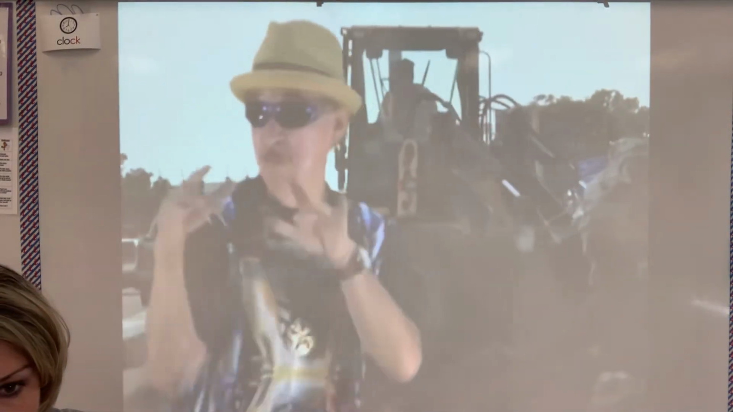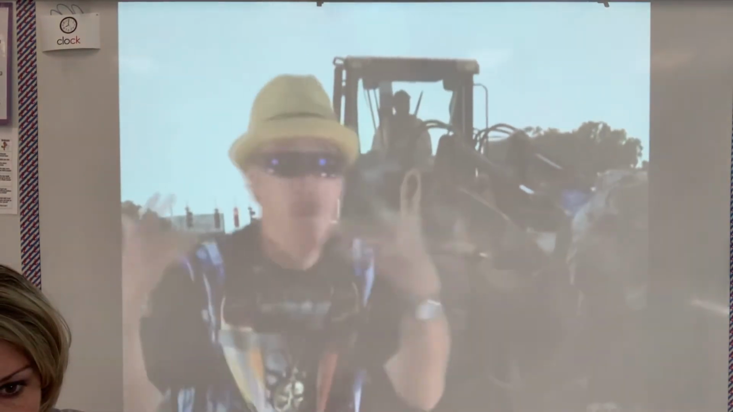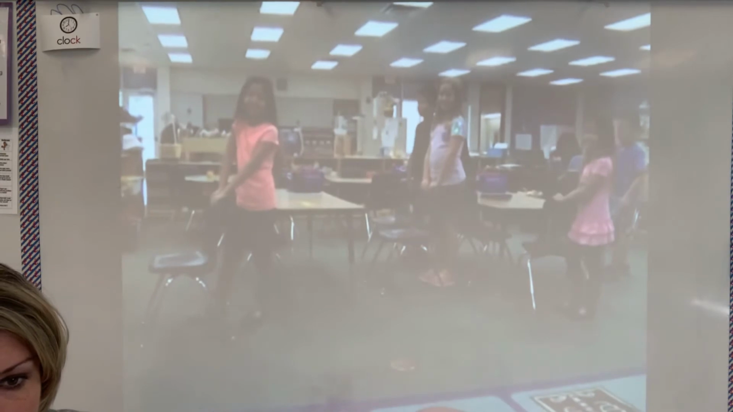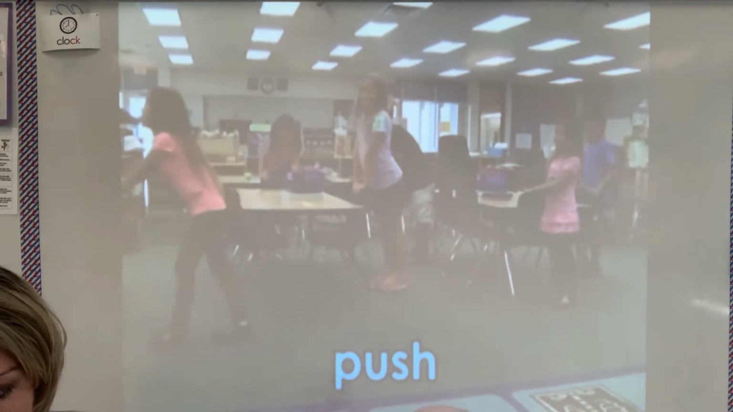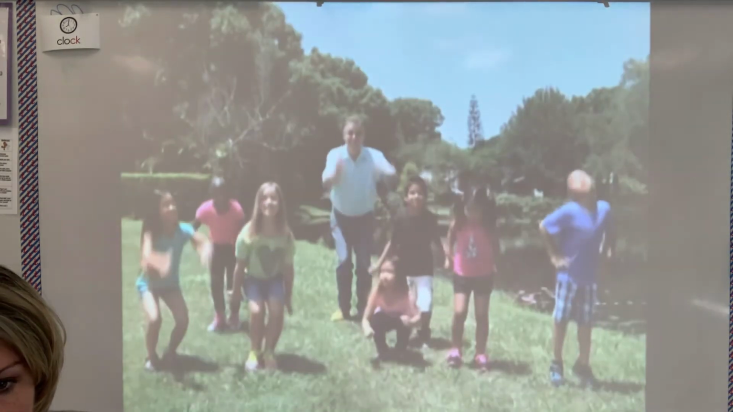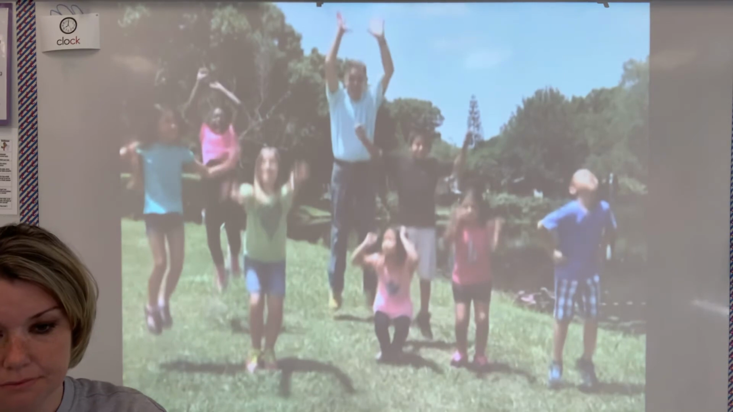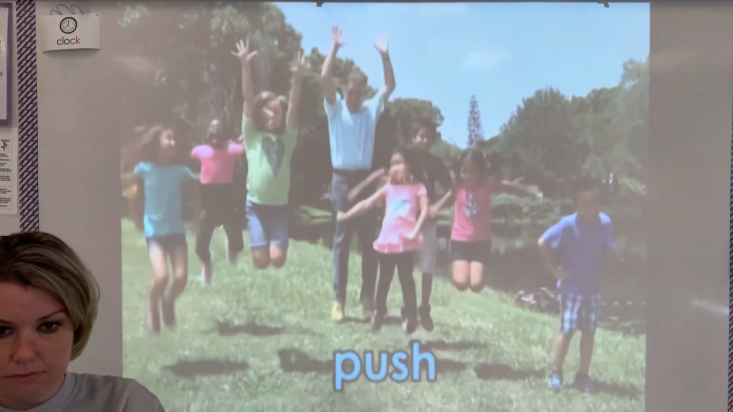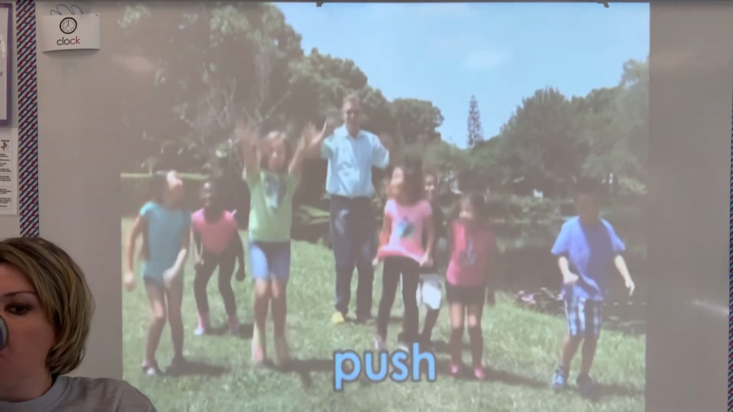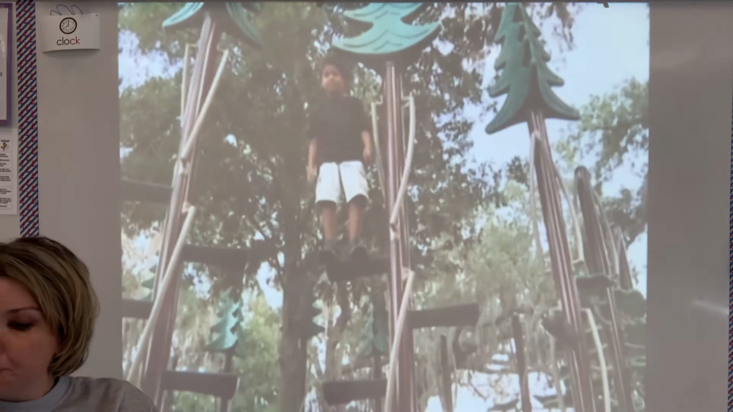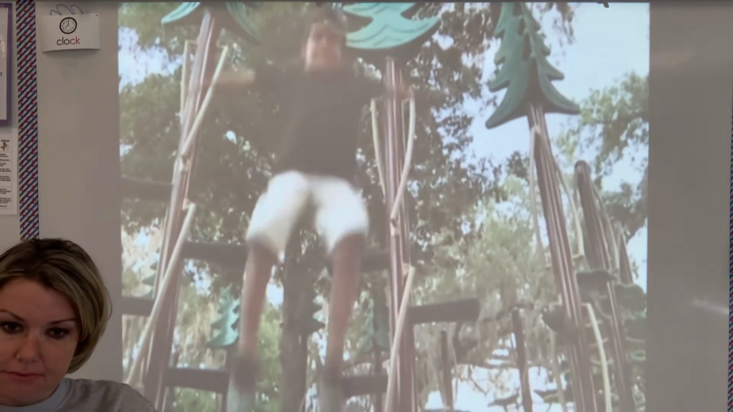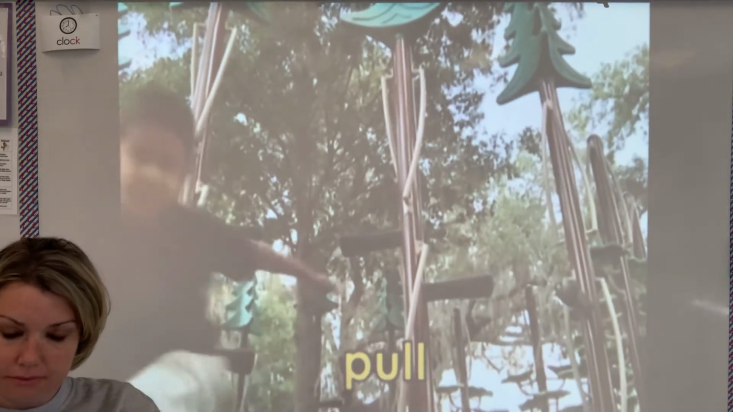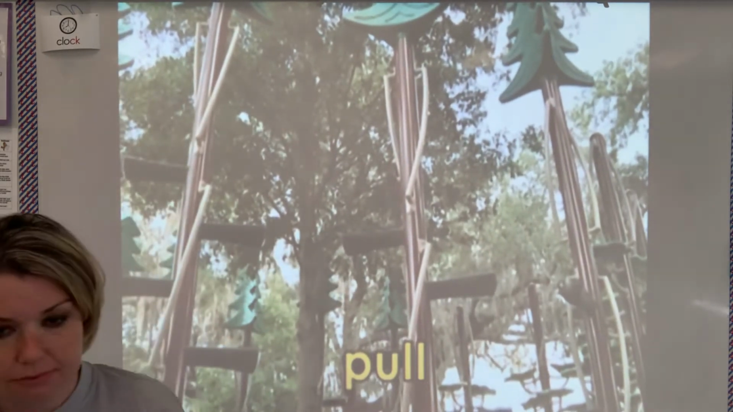Here are some things that forces make move. When you slide your chair back in place, a push is the force that makes it move. When you jump up high in the air, a push is the force that makes you move. When you come back down from a jump, a pull from gravity makes you move.